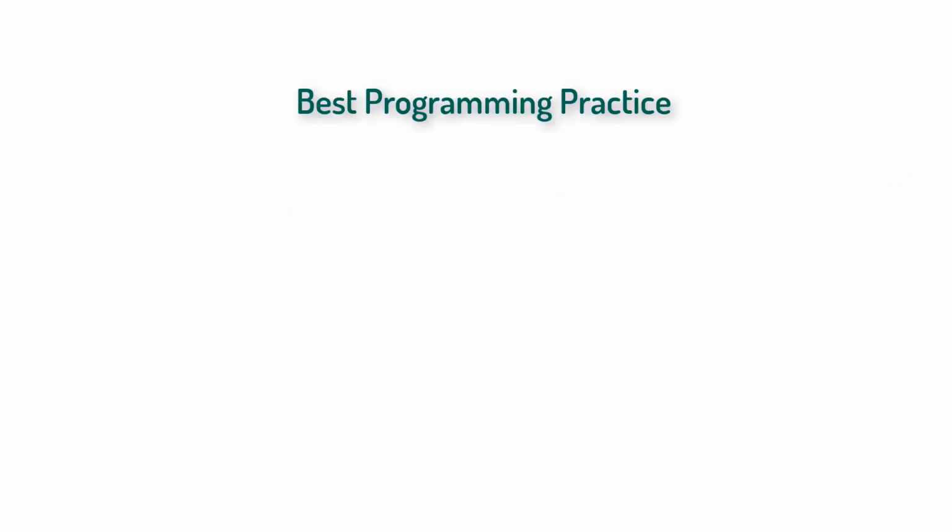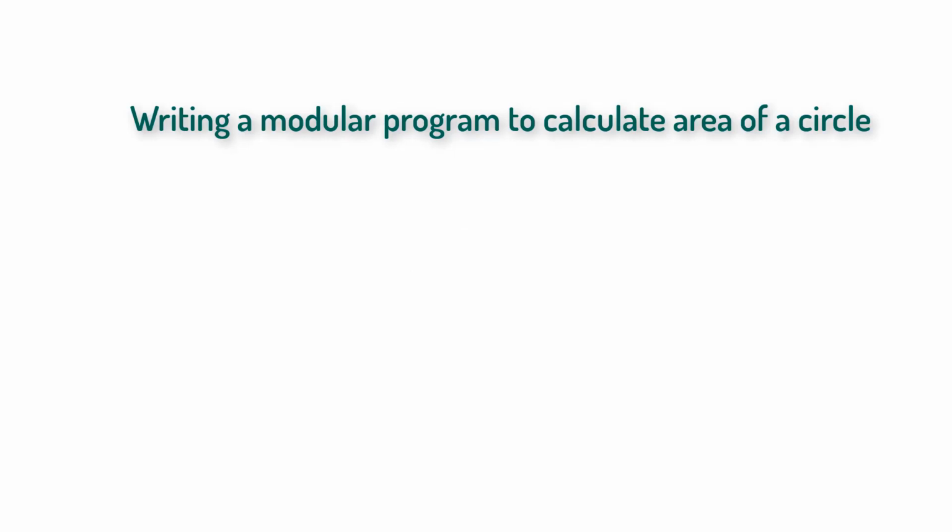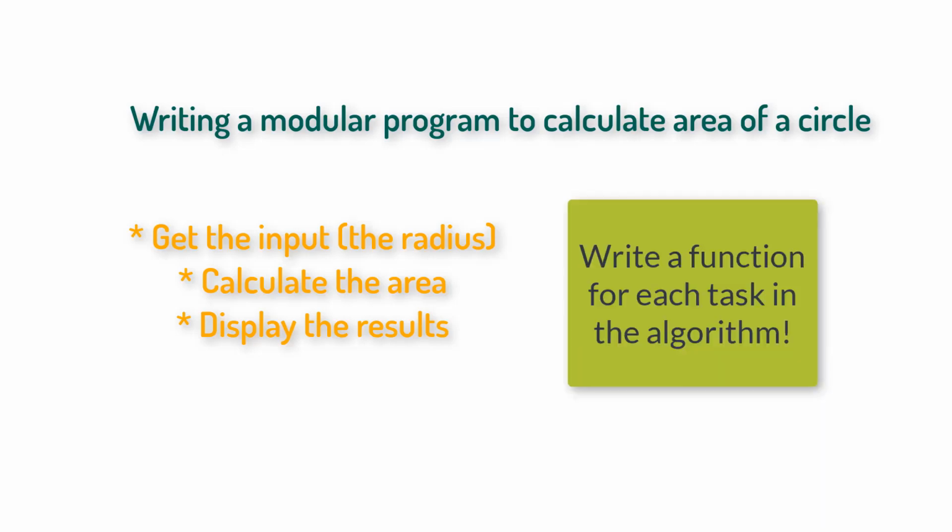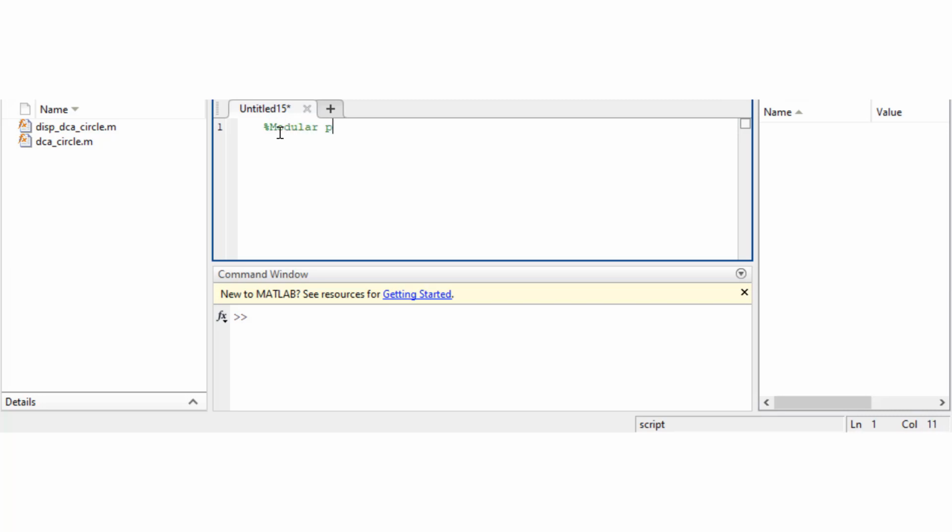This brings us to the best programming practice of writing modular programs. Let's look at writing a modular program, with the standard example we've been using, calculating area of a circle. To do that, we have to get the input, calculate the area, and display the results. We'll write a function for each task in this algorithm. The beauty of writing modular programs is that if you have 3 tasks to do, then you're writing 3 functions, and you'll just have to write 3 lines of code.